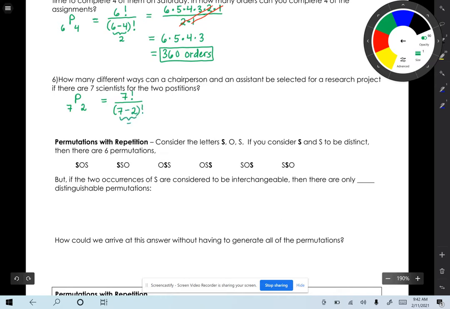That's 5 factorial. So you want to count down only to 5. So 7 times 6 times 5 times and so on. Bottom will be 5 times 4 times and so on. So anything including the 5s cancel. So you're left with 7 times 6, which is 42.